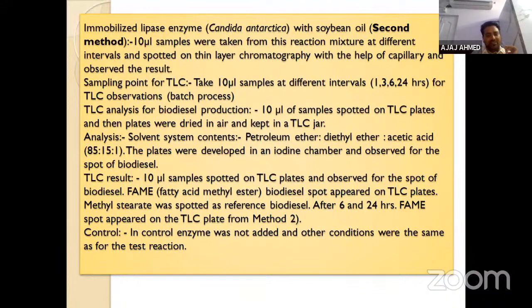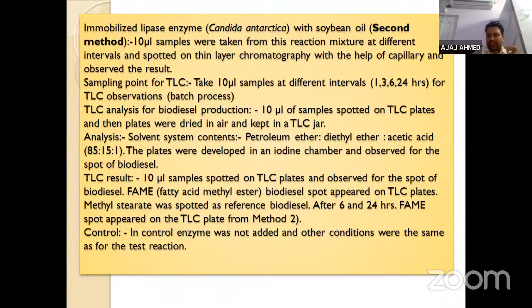A 10 microliter sample was spotted on the TLC plates and the plates were dried in air. For analysis, I used petroleum ether, diethyl ether, acetic acid 85:1:5:1. The plate was developed in an iodine chamber and observed for the spot of biodiesel. TLC results: the same fatty acid methyl ester biodiesel spot appeared on the TLC plate. Methyl ester was spotted as a reference biodiesel.